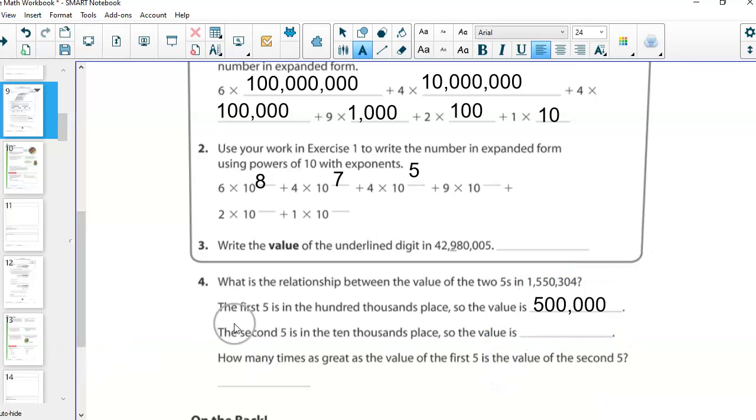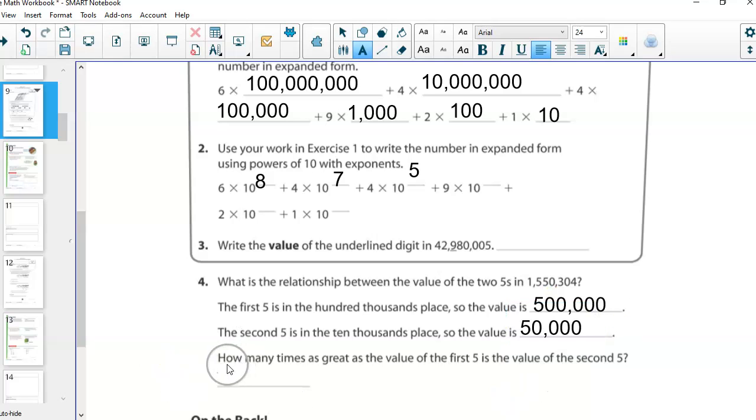Down below on the next part, it says the second 5. So our second 5 right here in the 10,000s place represents the value of what? Again, that 5 stays the same. Everything after that 5 becomes a 0. The 5 is in the 10,000s place, which represents a value of 50,000.